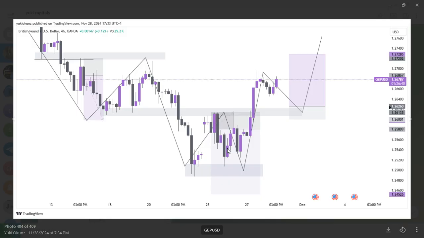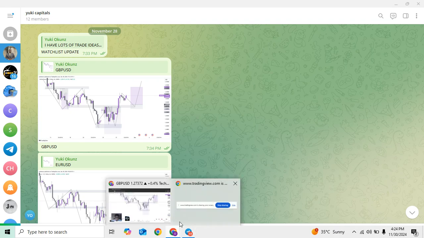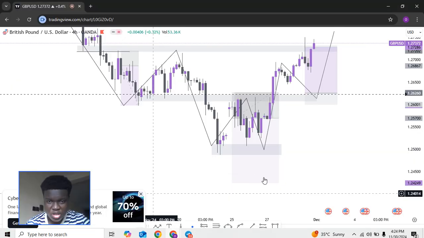After this trade idea hit stop loss, we were expecting price to pull back into this area of resistance, which is going to serve as support to continue the long. But unfortunately, price did not make it there. So that was the first loss we took for the week on GBP USD.